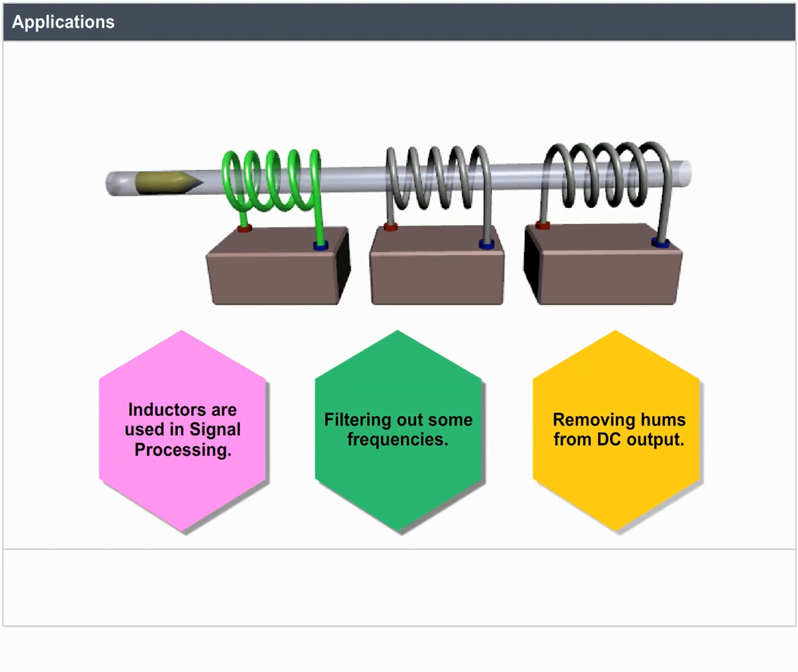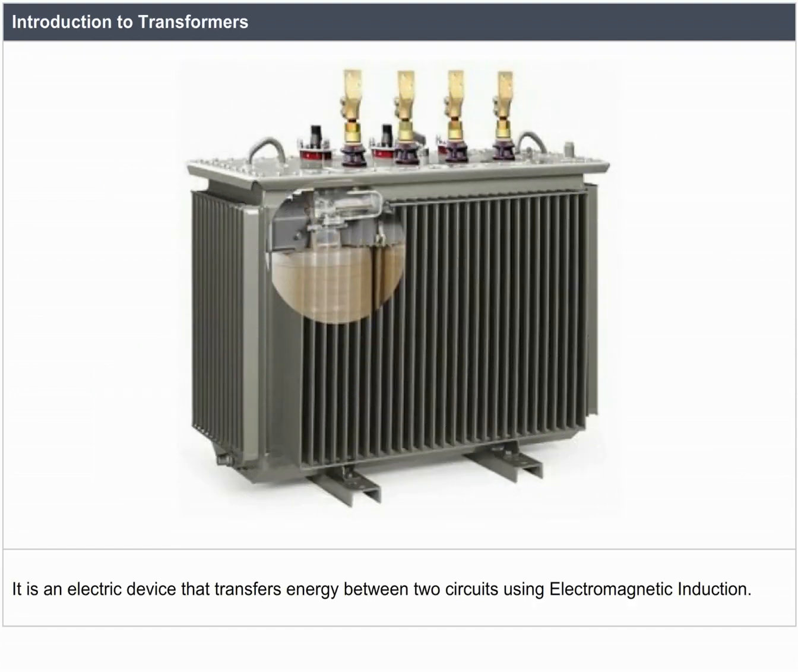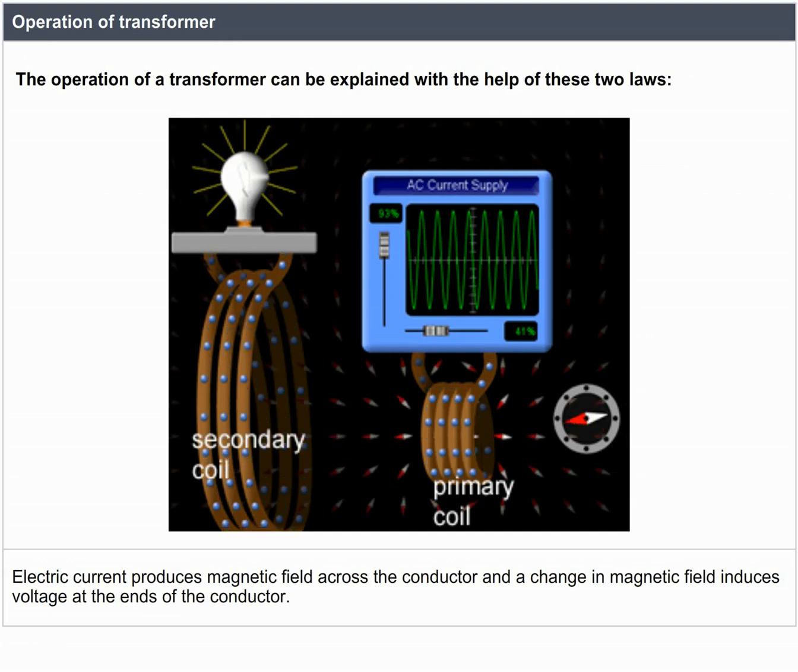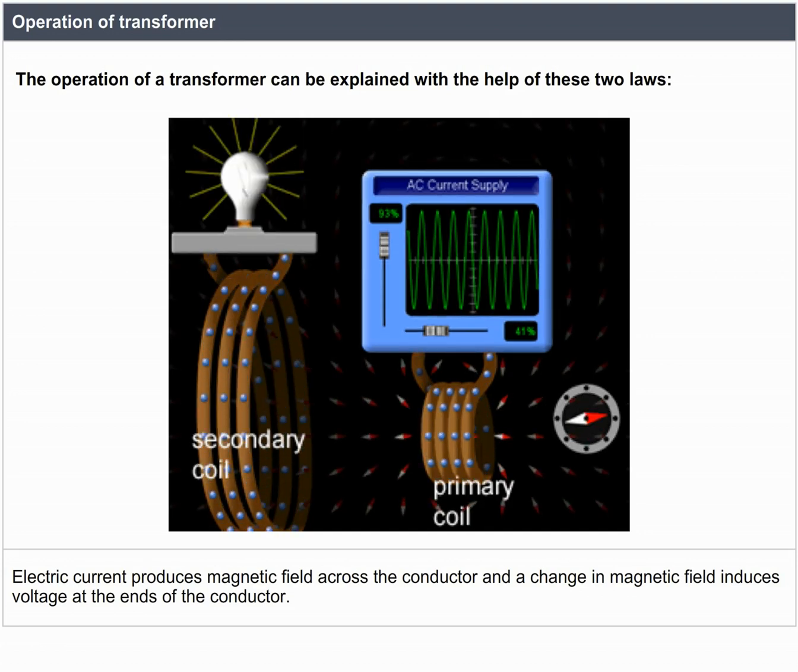Introduction to transformers. It is an electric device that transfers energy between two circuits using electromagnetic induction. Operation of transformer. The operation of a transformer can be explained with the help of these two laws. Electric current produces magnetic field across the conductor, and a change in magnetic field induces voltage at the ends of the conductor.